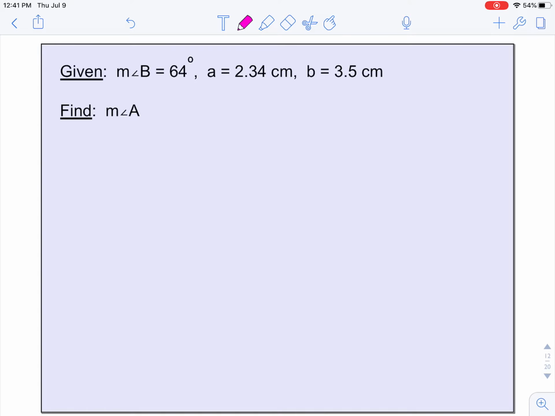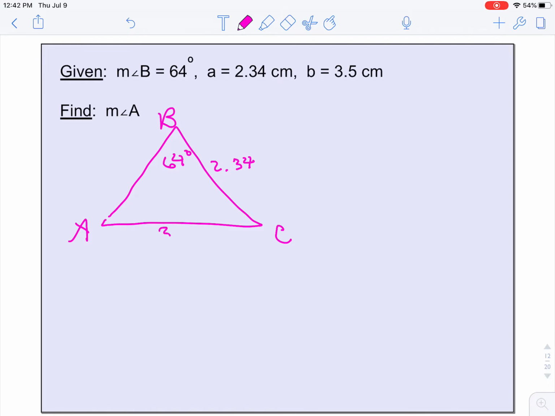So we're going to go through one example here where we actually don't have the triangle drawn, because we're going to make sure that you can set up the triangle correctly. So if you're just given values, then what I would do is start by drawing a triangle. It doesn't matter if it matches the values you're given. So if this is A, B, and C, and you're given that B is 64 degrees, and you're given that side A is 2.34, remember it is crossed from angle A, and side B is 3.5.